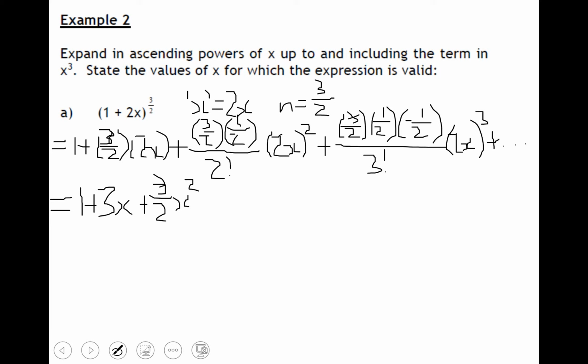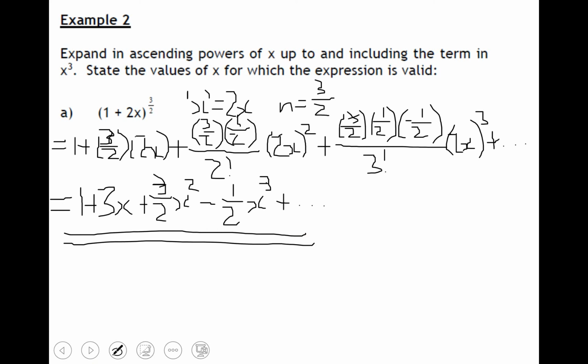Then the next term, 3 over 2 times a half times minus half, all over 3 factorial, times the 2 cubed. A common error here is in the brackets: because it's 2x all cubed, you have to cube the 2 as well as the x, just as we had to square the 2 as well as the x in the previous term. Now in this case, using a calculator, we're going to get minus a half x cubed, plus dot dot dot. So that's the expansion. Apologies for the poor writing.